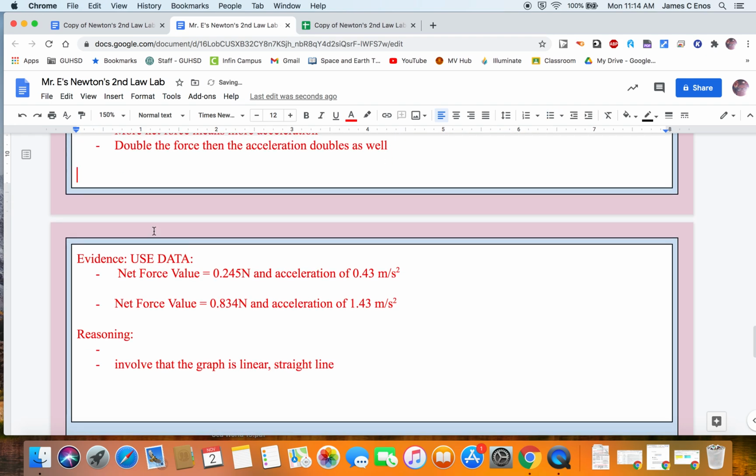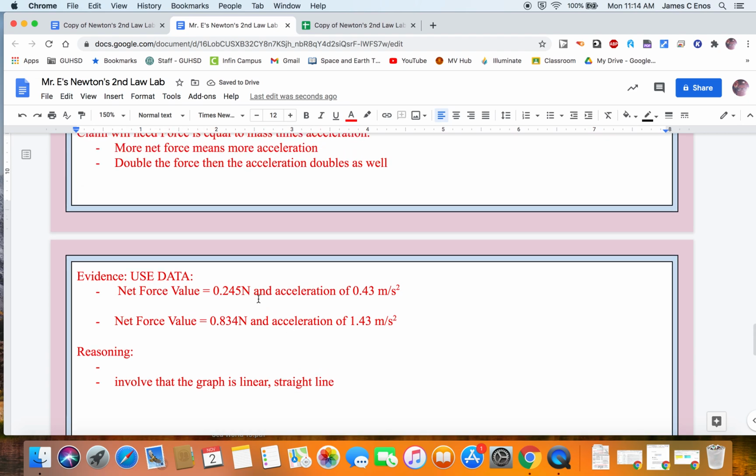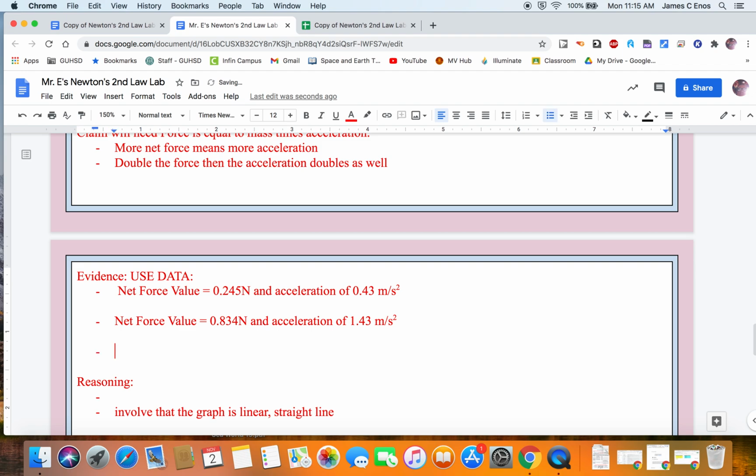When you're getting into evidence, you have to use data from this experiment. Like when the net force was 0.245 newtons, we had an acceleration of 0.43 meters per second squared. When you had a net force of 0.834 newtons, we had an acceleration of 1.43 meters per second squared. That's calling in some of the data, but the data itself is not enough. You also need to use the graph, so you need to point out that this graph has a linear relationship with the slope, and point out what the slope is and what that slope represents.